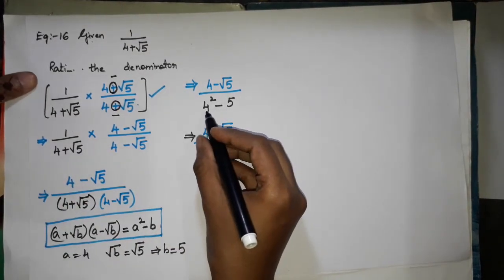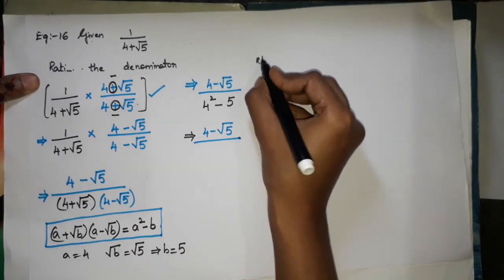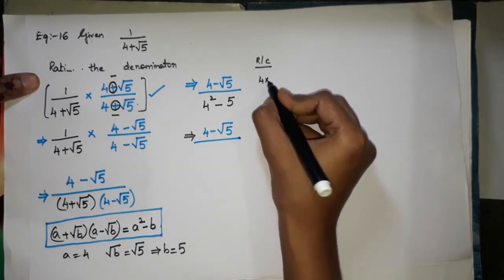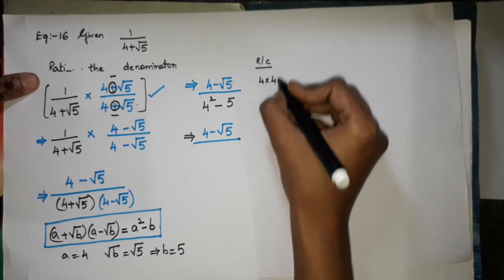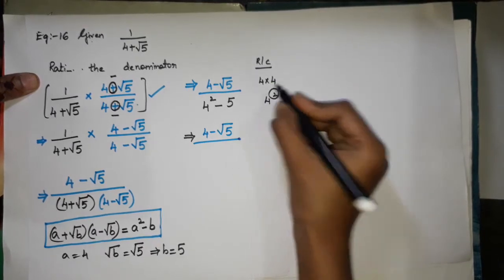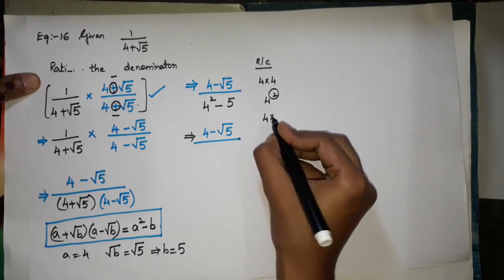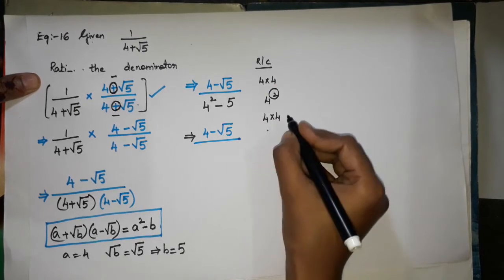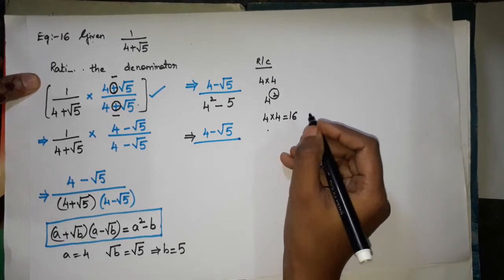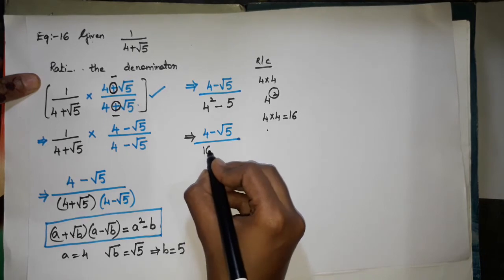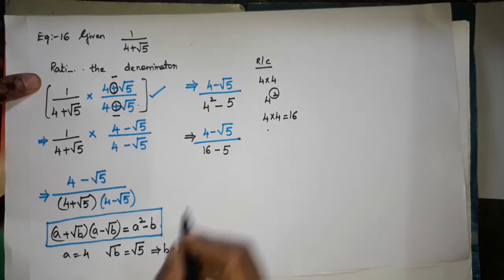So 4 square, how should we write it? We should write it as 4 into 4. That is 4 square they are saying. Square means we have to take it 2 times. So 4 into 4 is nothing but 16. So we are going to write here 16 minus 5.